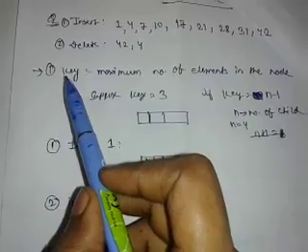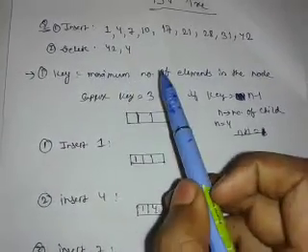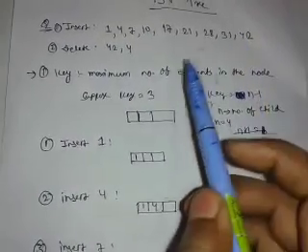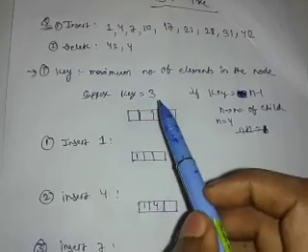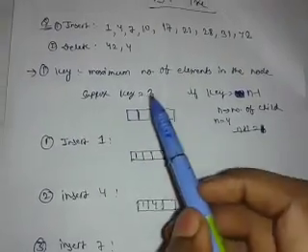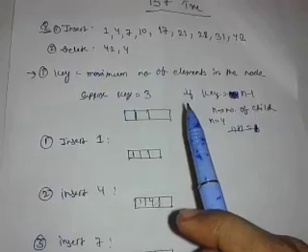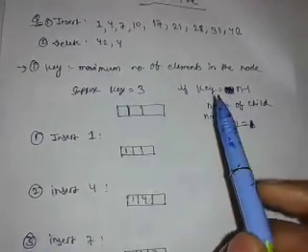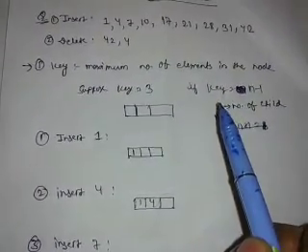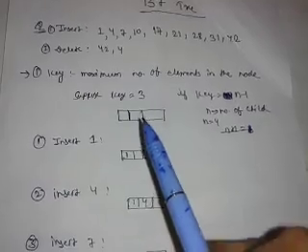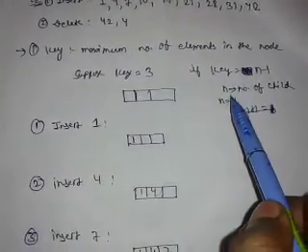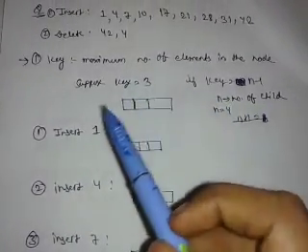First term, key. Key is the maximum number of elements in the node. Suppose if we have key equal to 3, then there are only 3 children. Maximum number of children in any node is only 3. And the number of children of this node is equal to the number of keys plus 1.